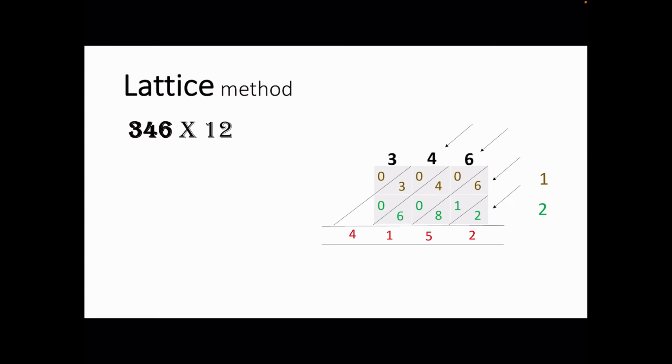So, we have 2, that'll remain 2. 6 plus 1 plus 8 gives us 15. But since we can't write 15 here, we'll carry 1 here and write 5 here. Now here we'll have carry 1 plus 4 plus 6. That gives us 11. Again, we can't write 11 here, so we'll put carry 1 here and 1.